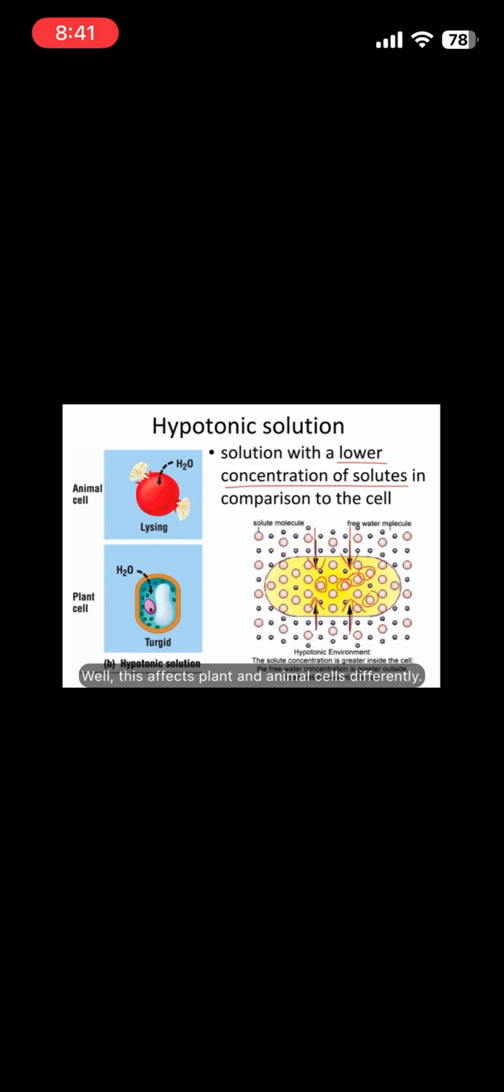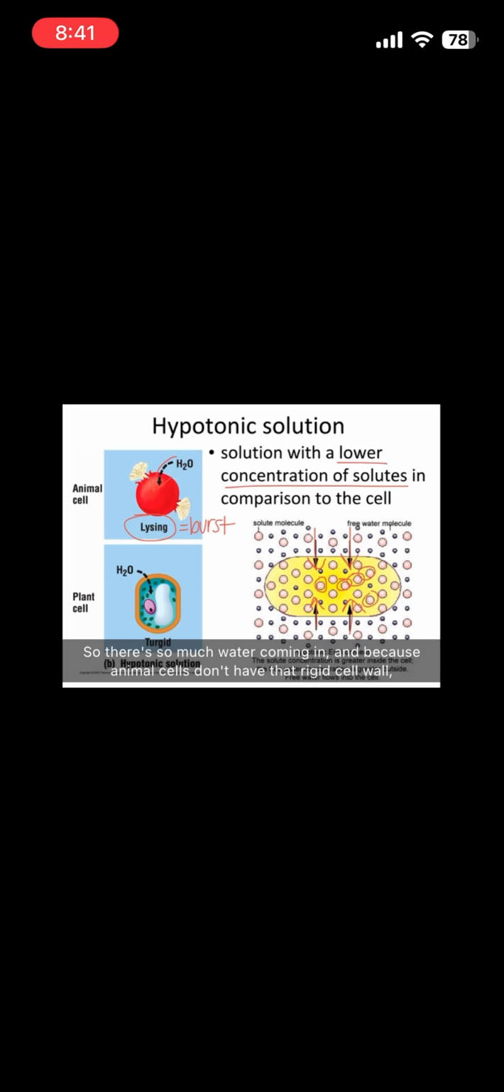Well, this affects plant and animal cells differently. For animal cells, this will cause the cell to lyse or burst. So there's so much water coming in, and because animal cells don't have that rigid cell wall, there's nothing to keep that cell from bursting if it takes up too much water.